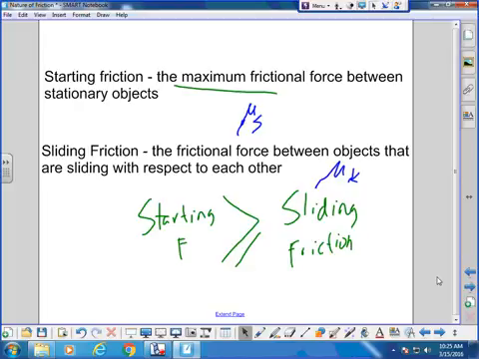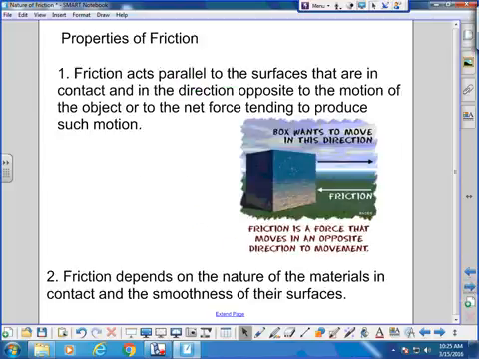Anyways. Okay, so some properties of friction, some characteristics. They are on that handout, on the second page. There's a whole page of them, so I've just summarized them. Friction acts parallel to the surfaces that are in contact and in the direction opposite to the motion of the object or to the net force tending to produce such motion. So that's what I was saying before. Box wants to move to the right, friction is going to be to the left, whether the box is moving or not.